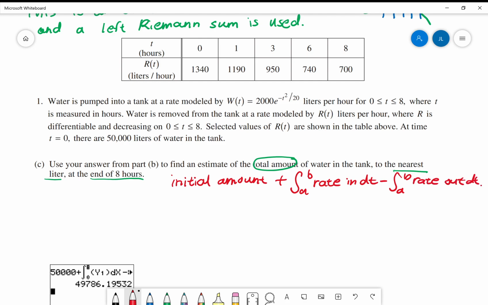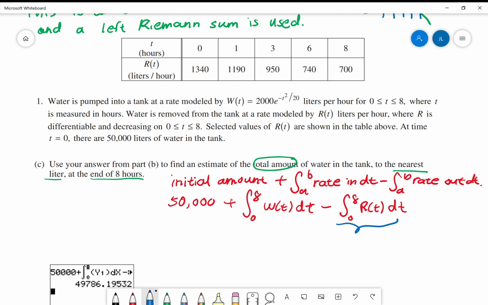In the context of this problem, the initial amount, hopefully you underlined this already, is 50,000 liters plus the integral from 0 to 8. The rate in is represented by W of t dt, and the rate out is the integral from 0 to 8 of R of t, and we close it off with dt. Notice that this last integral here, we already found the answer to from part B, where we found an estimate of this answer, which is 8,050.